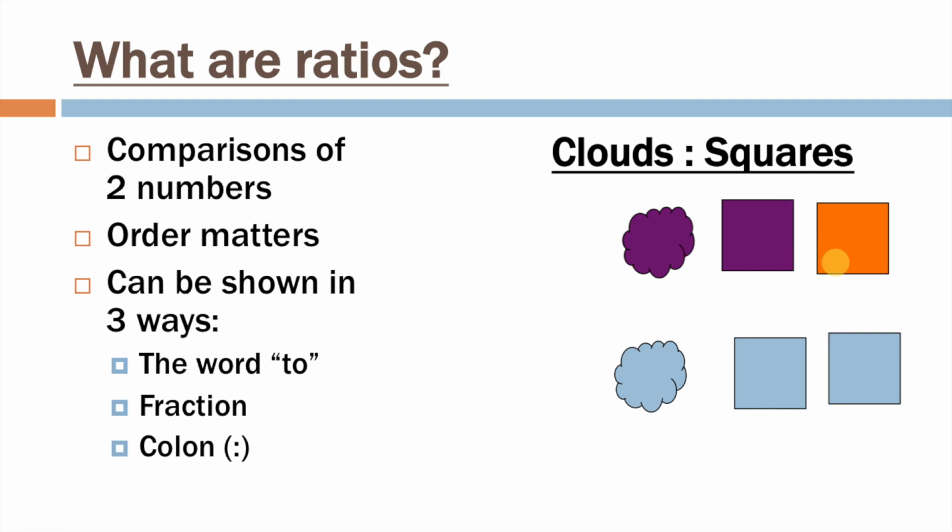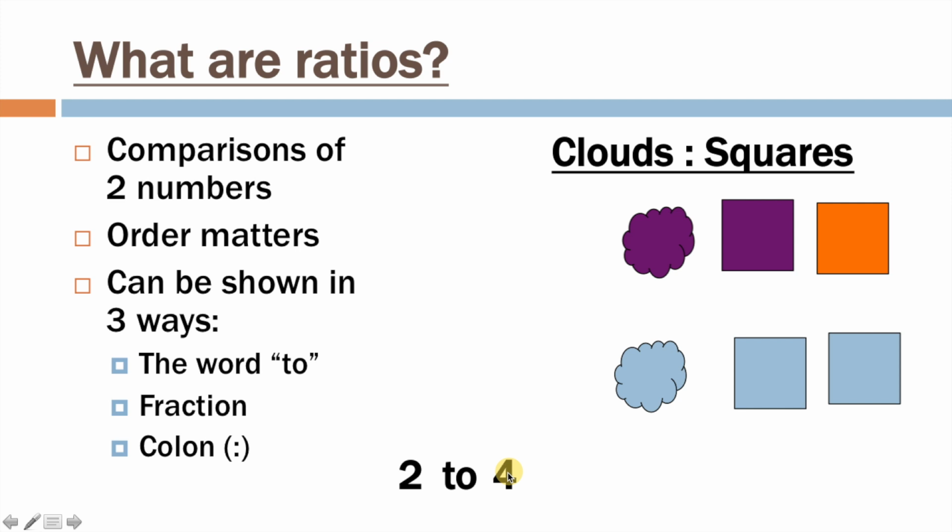So, what do you think? How many clouds do you see? Well, I see 1, 2. So that'll be the first number in our ratio, 2. Then we'll write the word "to," and then we'll talk about the number of squares. How many squares do you see here? I got 1, 2, 3, 4. So I'm going to write 4 as the second number in my ratio. Therefore, the ratio of clouds to squares is 2 to 4.